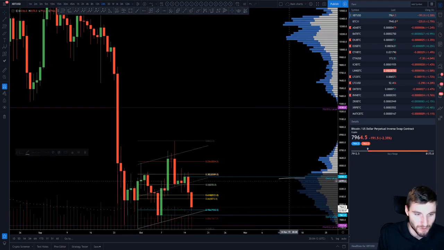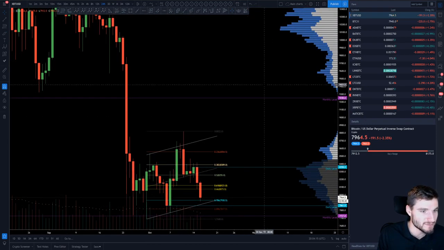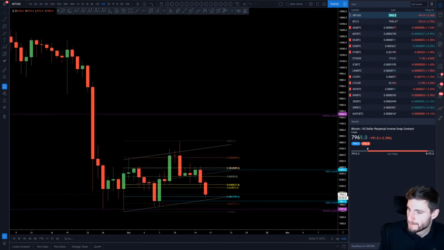Obviously, you can use session volume and stuff, but this is for another lesson, I think. I don't want to go over that tonight. How do you look for the volume profile? Hopefully I've just shown that one.